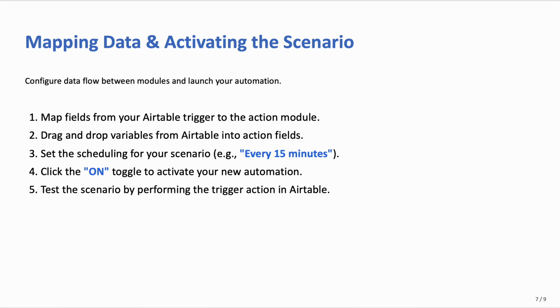So map fields from your Airtable trigger to the action module, drag and drop the variables from the Airtable into the action fields. Set the scheduling for your scenario. Click the on toggle to activate your new automation. Test the scenario by performing the triggered action in Airtable.